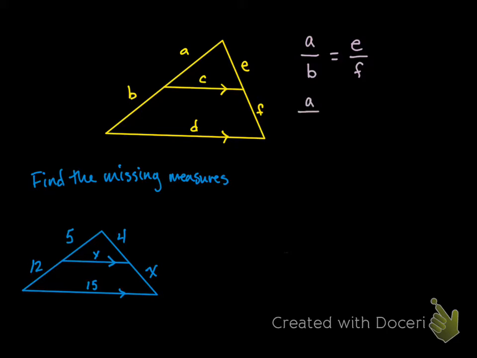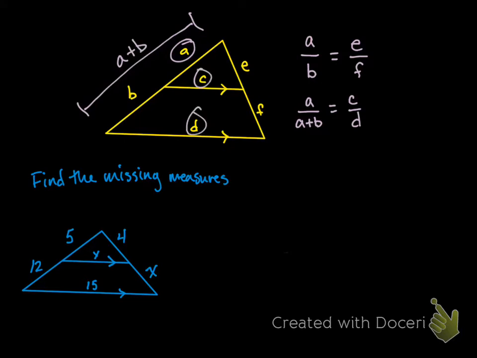A over A plus B equals C over D. So that's saying that if we take this side plus the whole side, over the whole side, so that would be A plus B, that is the whole side right here. That is equal to the same proportion as our parallel line portions.